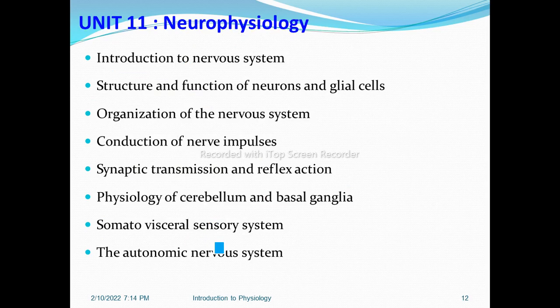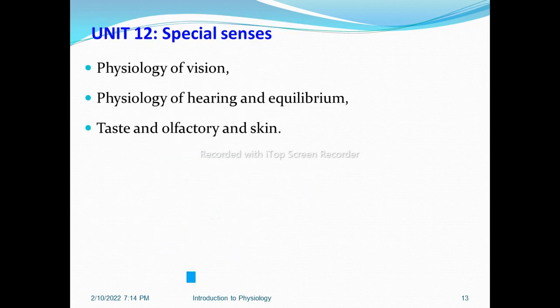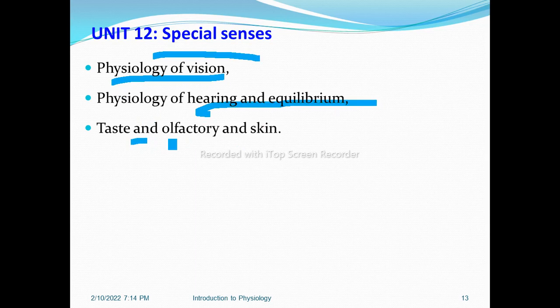And chapter 11 is about neurophysiology. This includes the central nervous system and autonomic nervous system. We will see the introduction of the nervous system, structure and function of neurons and glial cells, organization of the nervous system, conduction of nerve impulses, synaptic transmission and reflex action, physiology of cerebellum and basal ganglia, somatic visceral sensory system and autonomic nervous system. Finally, we will see special senses: physiology of vision, physiology of hearing and equilibrium, and physiology of taste, olfaction and skin.